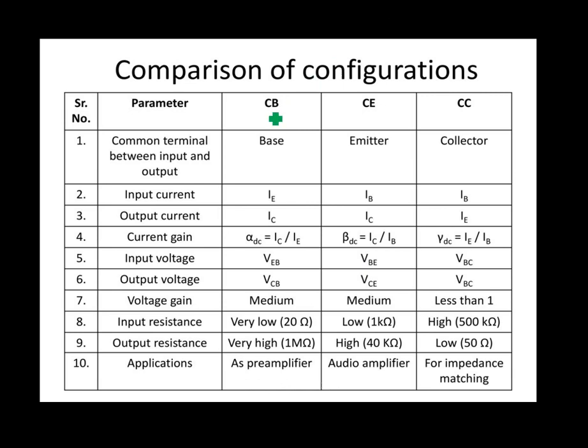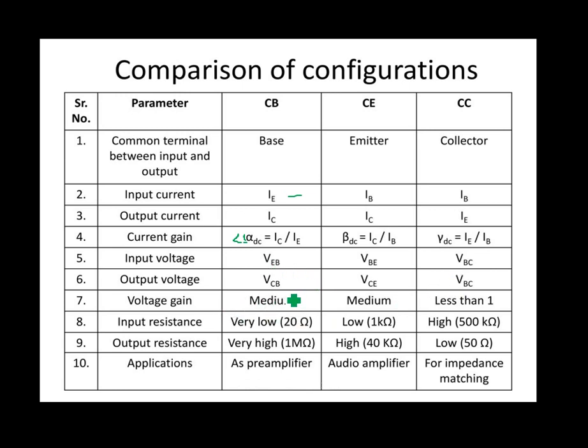Now the comparison of the configurations, if you see, these are the common terminals between input and output. Then these are the input currents, output currents in these three configurations. Current gain is less than 1 and close to 1 for common base. Beta is the current gain for common emitter, and for common collector the current gain values are high. Input voltage for common base is VEB, for common emitter it is VBE, and for common collector it is VBC. Output voltage notations we have marked with respect to the common terminals.